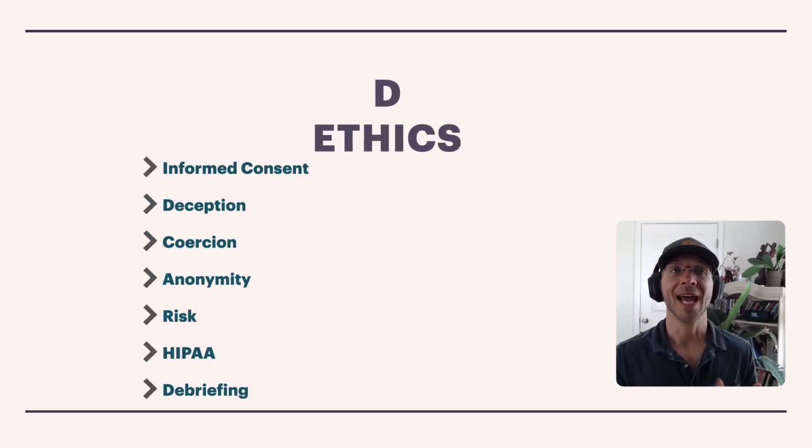The fourth part, ethics. Here are the APA ethics. These are all of them. So you're looking for things like informed consent, meaning, did the person agree to be part of your study?